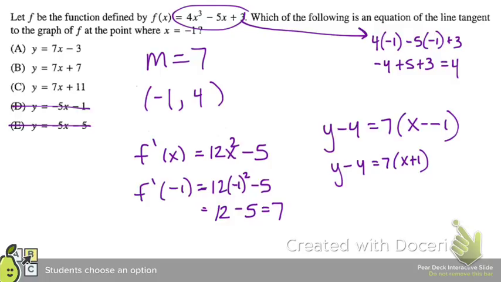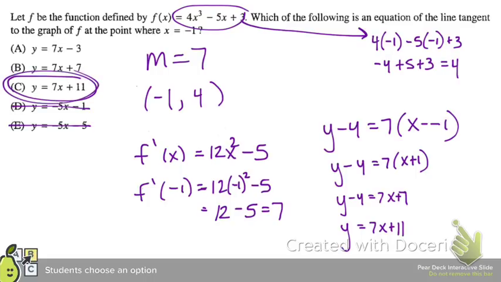Now, if this is a free response question, I would rather have you leave your answer like this, but since it's not a free response question and it's multiple choice, we have to figure out which of the answer choices is equivalent to this. So if I distribute 7, I get y minus 4 equals 7x plus 7. And if I add 4 over to the other side, I get y equals 7x plus 11, which is answer choice C, final answer.